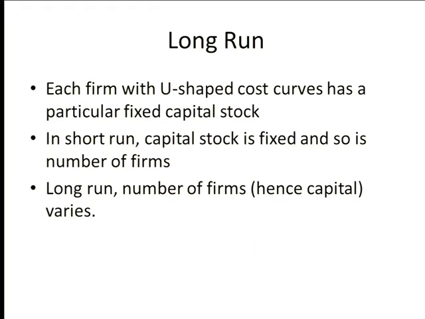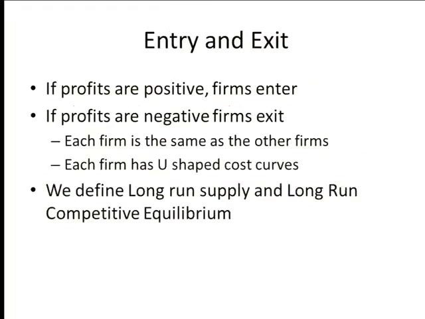We're going to have many different plants or factories. Each one has a U-shaped cost curve. And I'm going to take the case where they're all identical to begin with. And let's see what happens. So each firm with a U-shaped cost curve has particular fixed capital stock. In the short run, what's fixed? The capital stock. In the long run, what's variable? Everything. When do firms enter and exit? They enter when profits are positive.